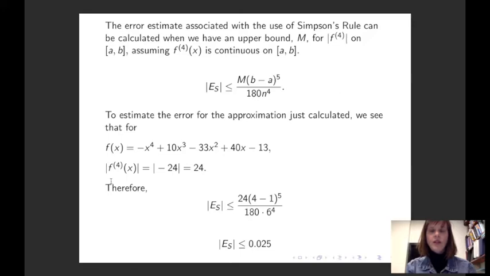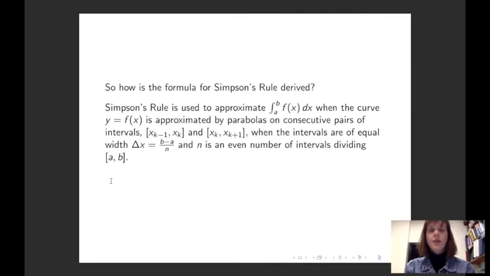And we can also see that when n, the number of subintervals, increases, the error estimate will decrease, namely giving us a better approximation to the actual value. If you're interested in knowing how the formula for Simpson's rule is derived, we'll demonstrate that here. It's fairly intensive in the use of algebra.